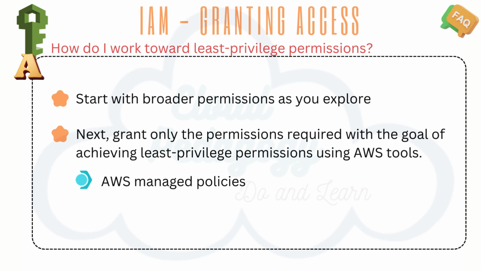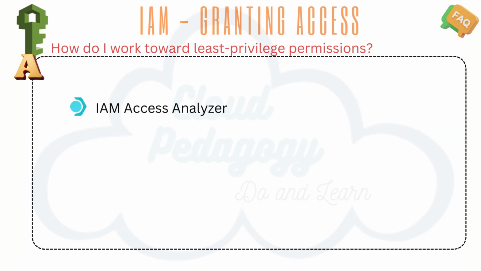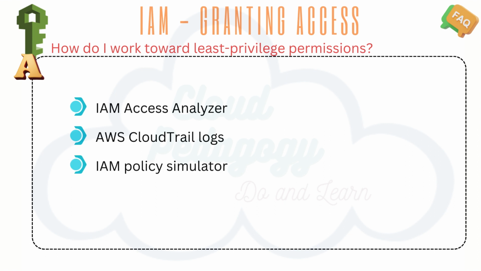You can start with AWS managed policies, which are created and administered by AWS and include permissions for common use cases. As you refine your permissions, define specific permissions in customer managed policies. To help you determine the specific permissions you require, use AWS IAM Access Analyzer. Review AWS CloudTrail logs and inspect last accessed information. You can also use IAM Policy Simulator to test and troubleshoot policies.